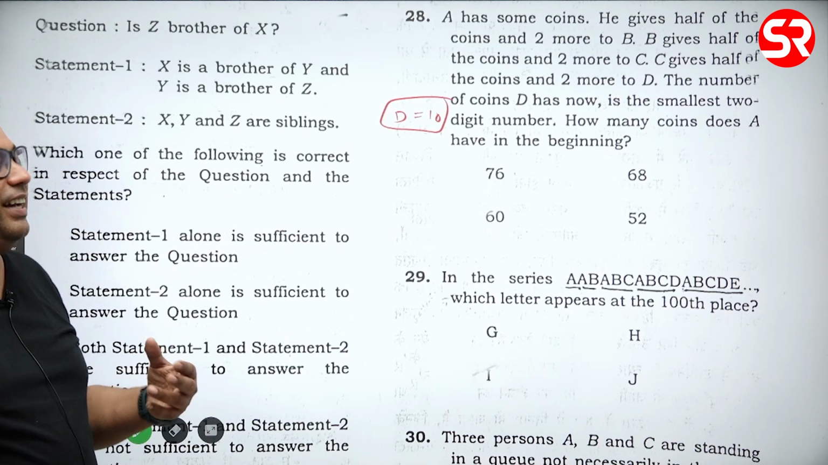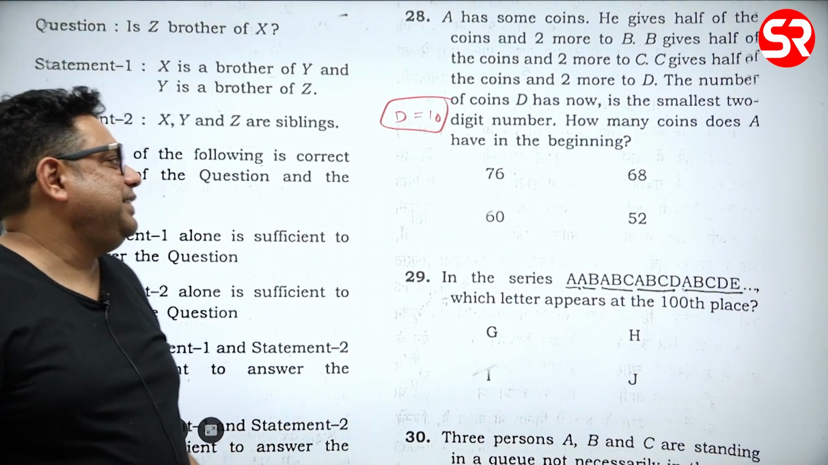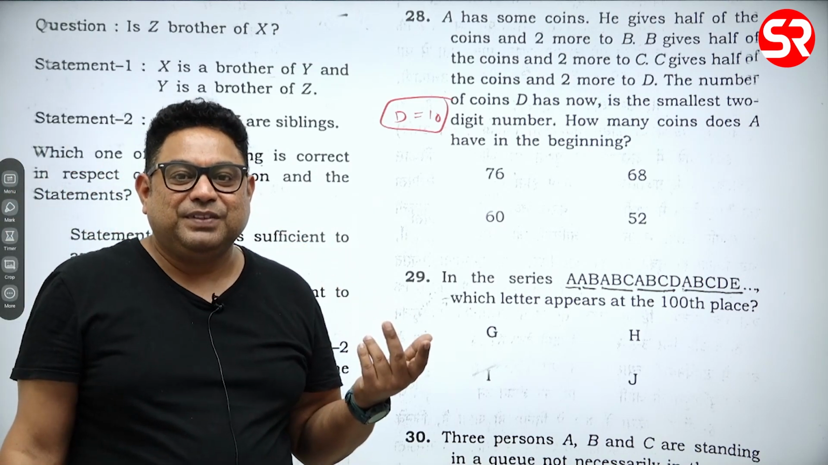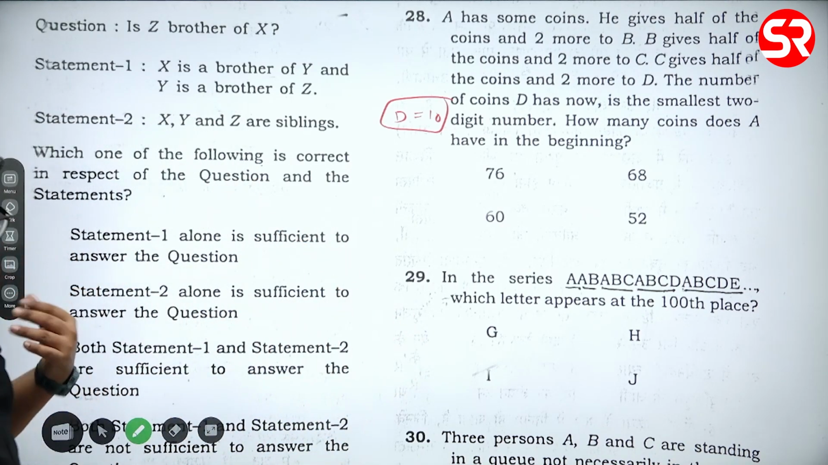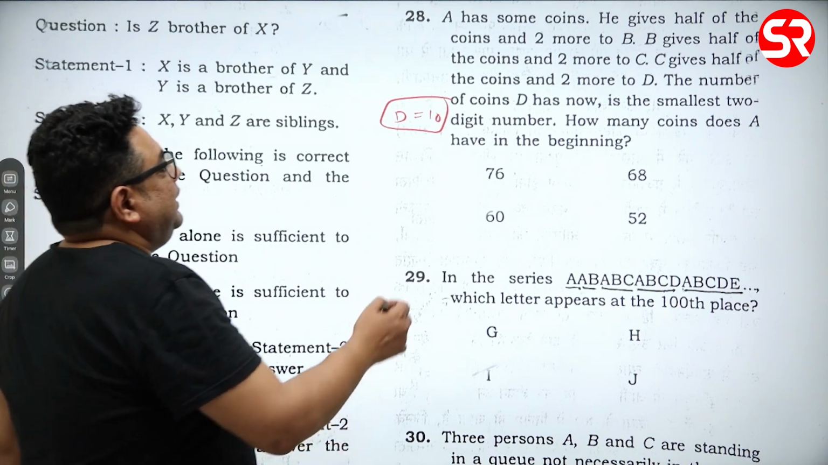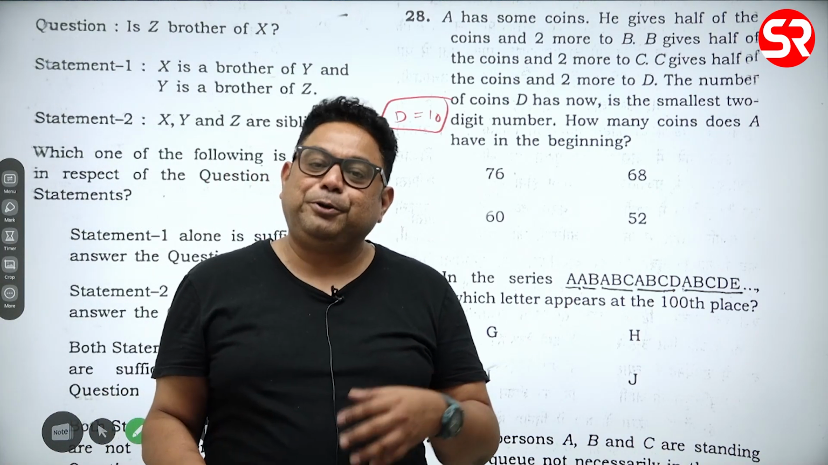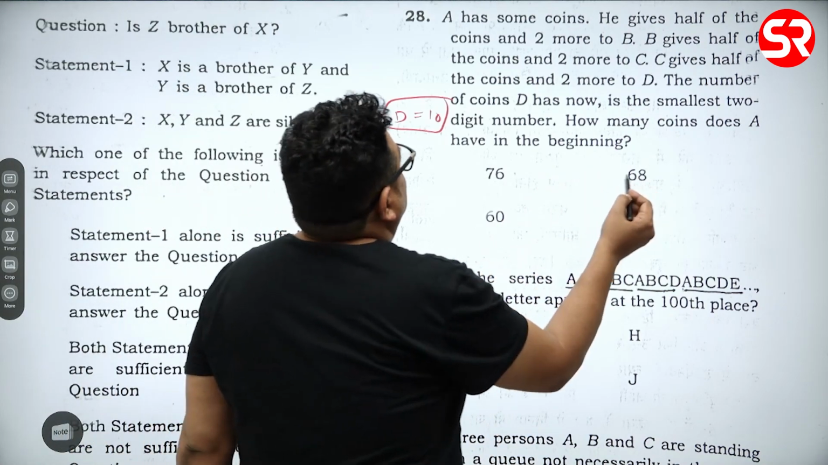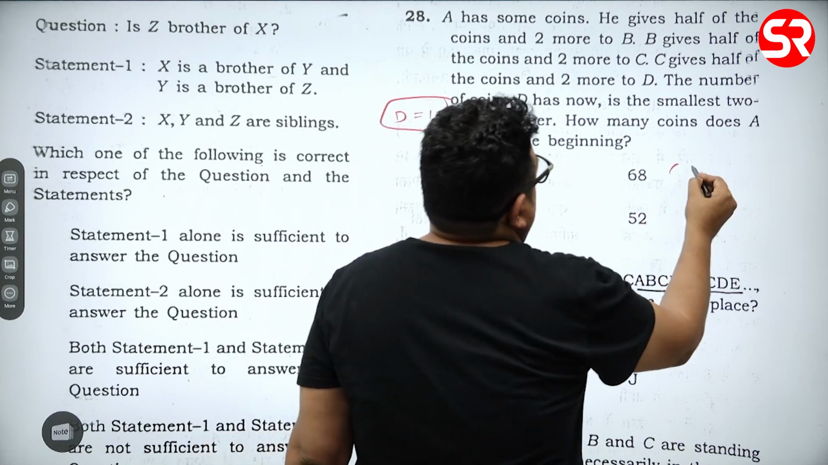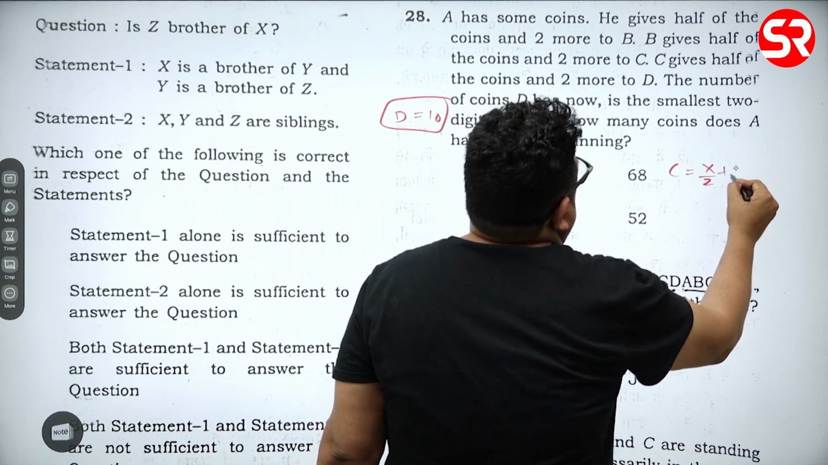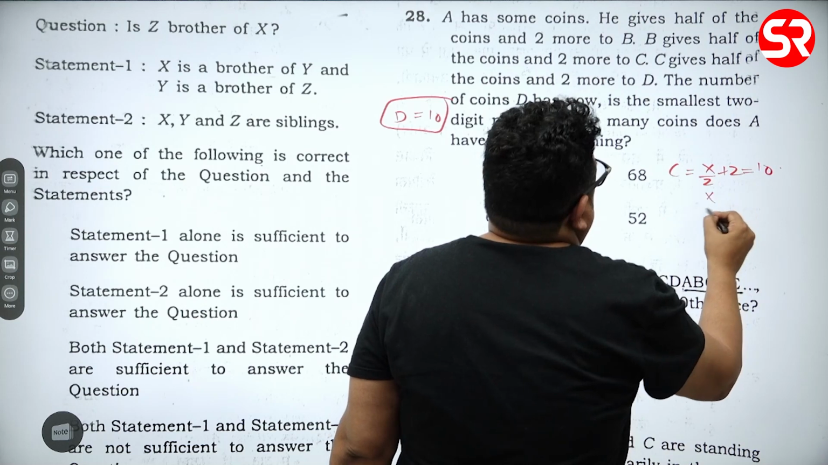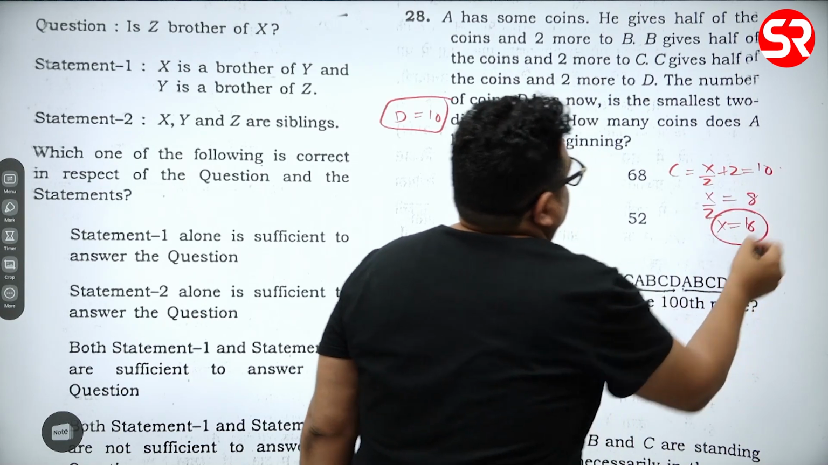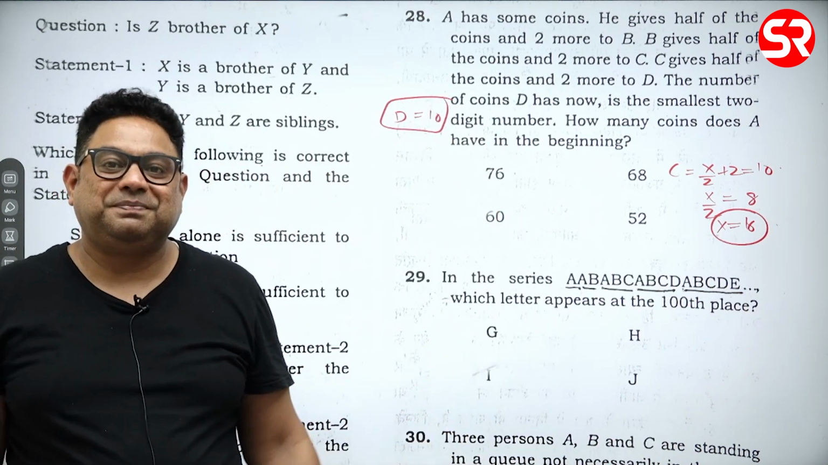How many coins did A have in the beginning? I would rather go by options. If you want to go by options, it's so easy. Otherwise, you can also go in reverse. D was given half and 2 more. So C gave x by 2 and 2 more, and this was 10, which means x by 2 is equal to 8, which means he had 16 coins. Half and 2 more, isn't it?